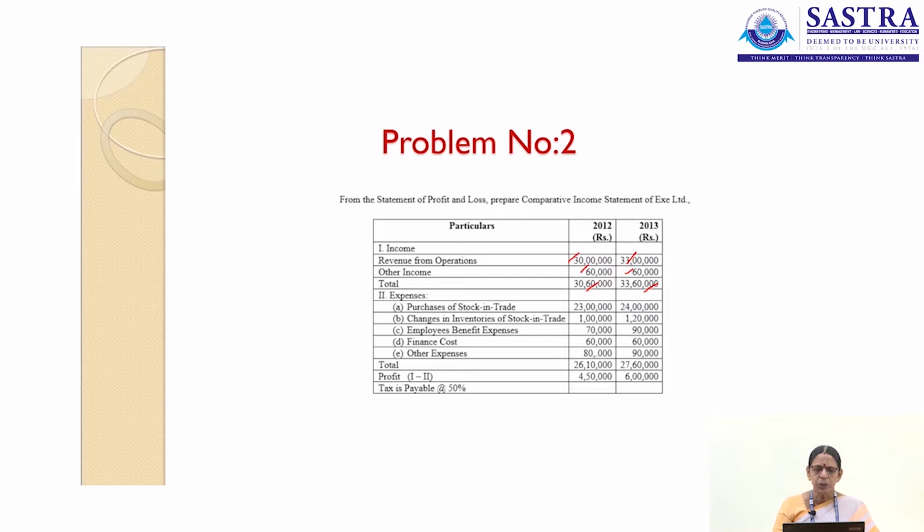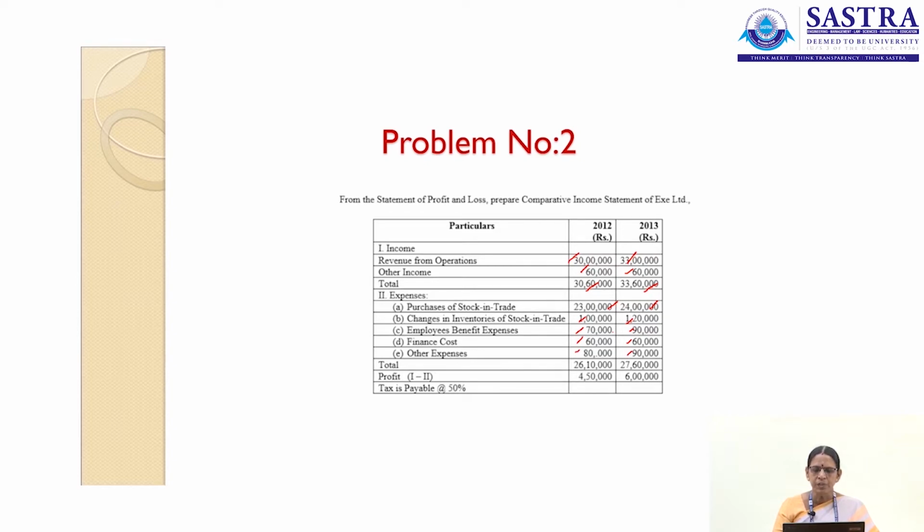Expenses include purchases of stock in trade, changes in the inventories, employees benefit expenses, finance cost and other expenses. So see to it, purchases we have 23 lakhs in 2012, 24 lakhs in 2013. Changes in the inventories 1 lakh rupees in 2012, then 1 lakh 20 in 2013. Employees benefit expenses 70,000 in 2012, 90,000 in 2013. Then finance cost 60,000 in 2012, 60,000 in 2013. Other expenses 80,000 in 2012 and 90,000 in 2013.